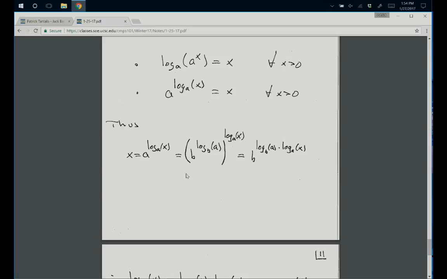Polynomial over exponential. Who wins? By L'Hopital's rule. How come everybody's... I can hear you breathing out there. I hear a little rustling. Who wins? The exponential. The bottom blows up faster than the top blows up.